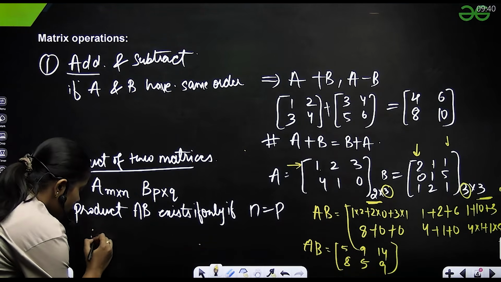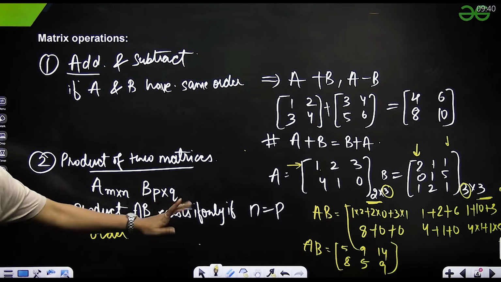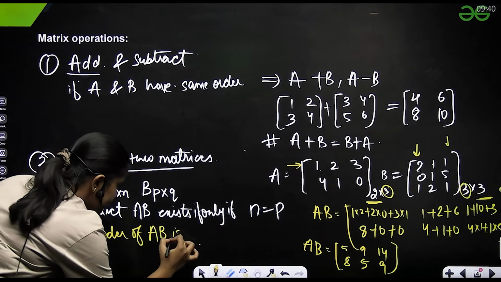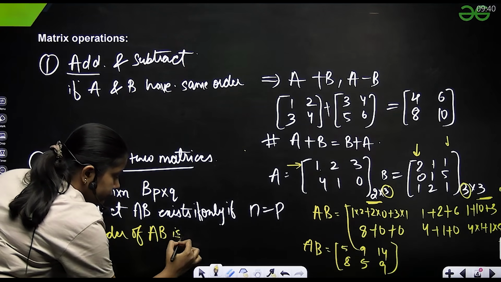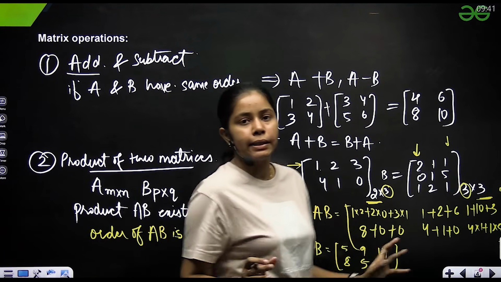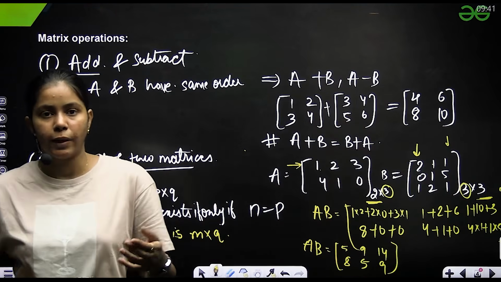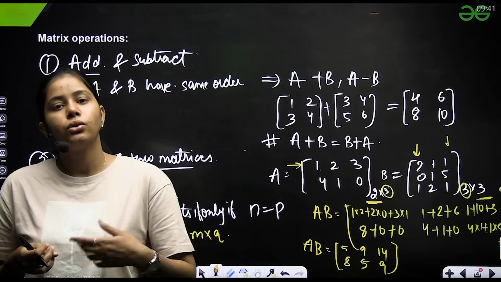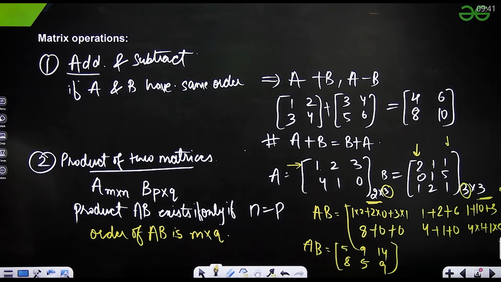So the order of AB: if A is M cross N and B is P cross Q, the product exists if N is equal to P, and the order of AB is M cross Q. Guys, if somebody knows all these things, this is matrix operations only, we are going to dig deeper into matrices as well and discuss questions as well. So this is the start, and we are covering all the basics so that further you would not have any confusion, right? So the order of AB is M cross Q.